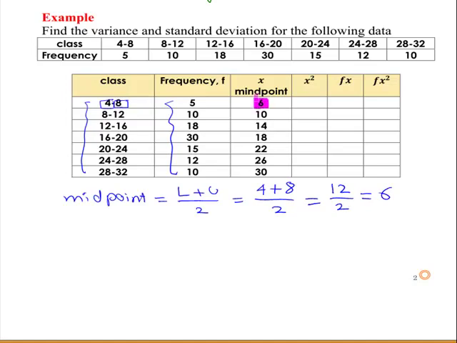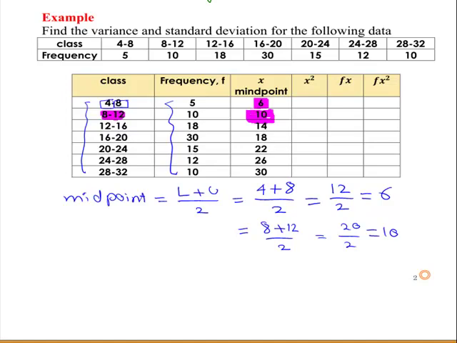And the same thing, if you want to find the midpoint for the second class, it will be 8 plus 12 dividing by 2. This is equal to 20 dividing by 2, which is equal to 10. Again, it's similar to the value which I already wrote on the table. And so on, you can find the midpoint for the remaining values.